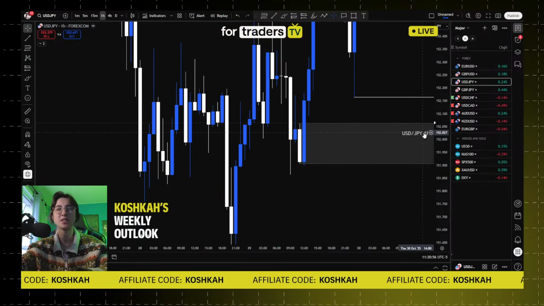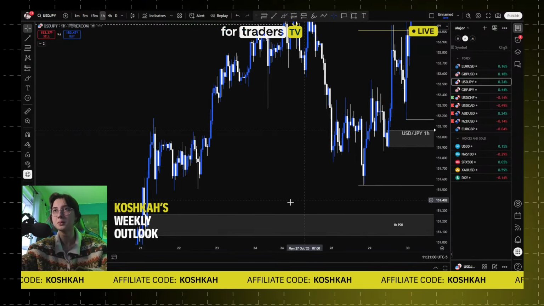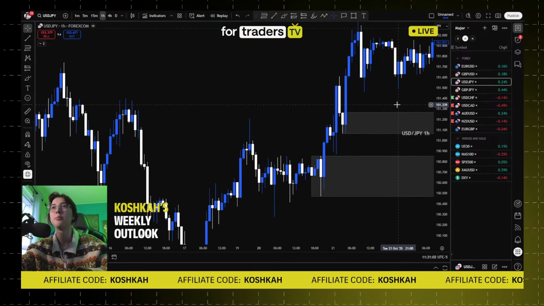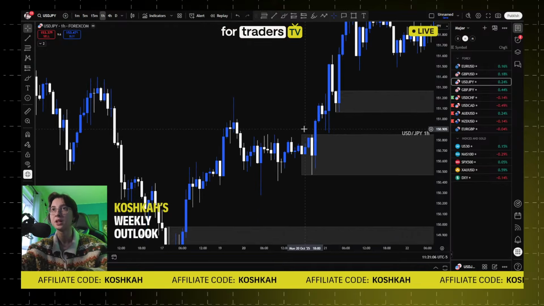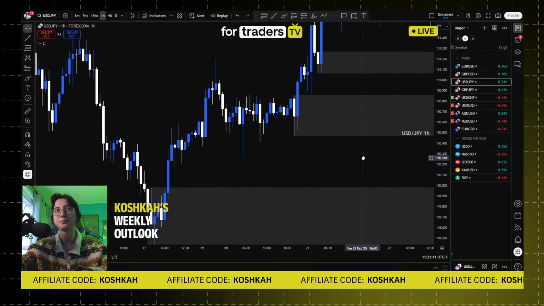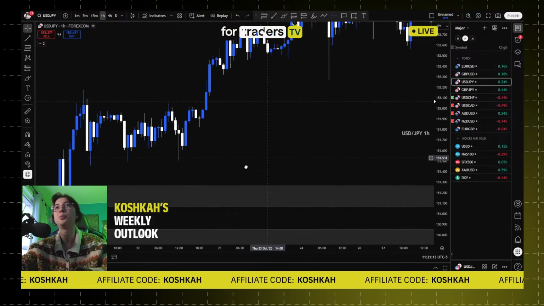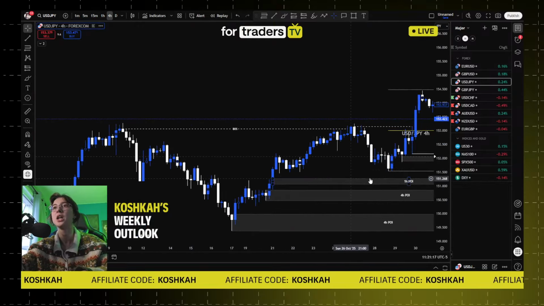So by the way, this is USD JPY on the 1 hour. And in the bottom right here, we have as well a 1 hour POI right here. And we have as well a 1 hour POI right here. So yeah, this is all the POIs we have on USD JPY.